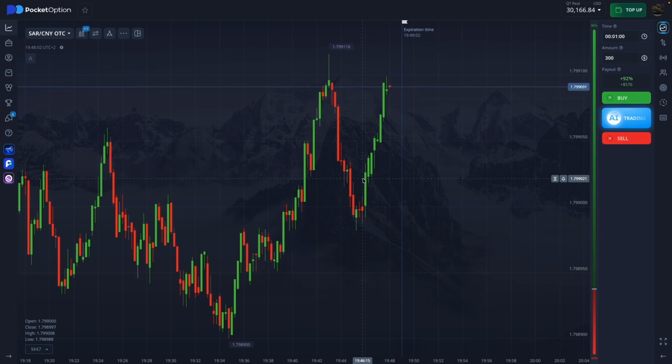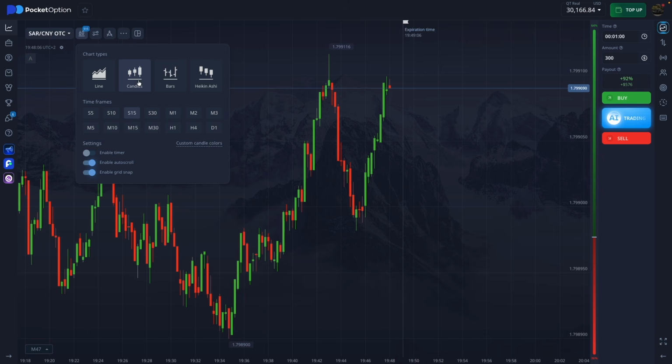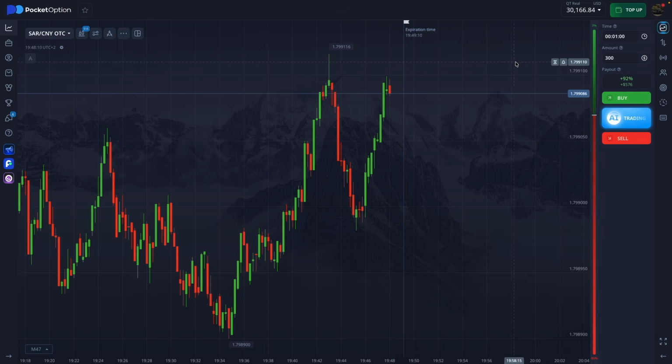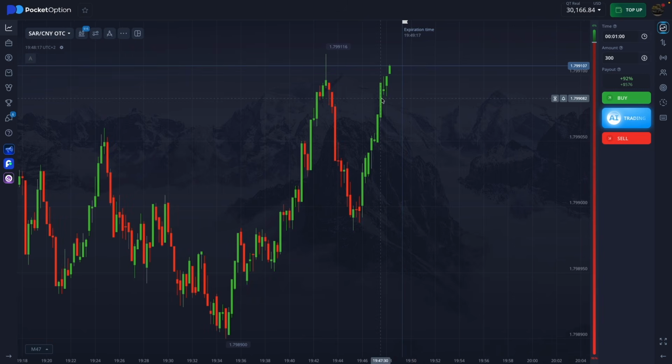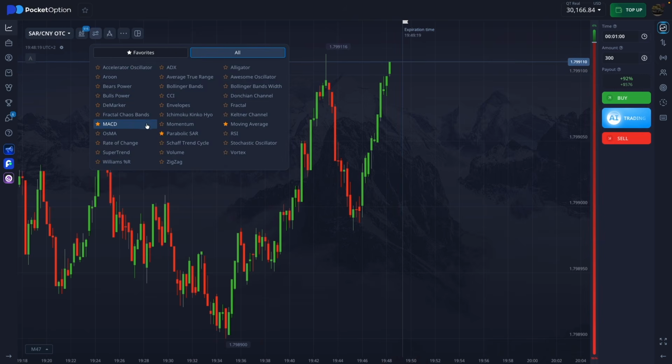So, I start by setting up the chart I will be working on. Today, I will use a candlestick chart type, and I set the candlestick time frame to 15 seconds. I also immediately set 1 minute for opening trades, and today I will use a trade amount of $300. Now, I am moving on to setting up all the necessary indicators.